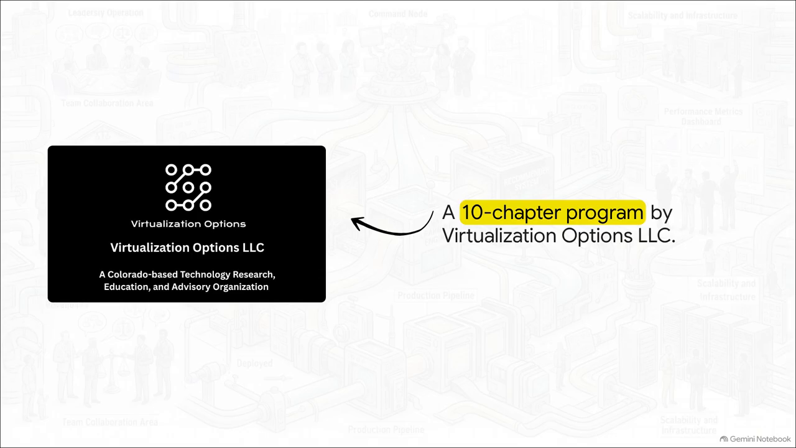The source material we're exploring today comes to us from Virtualization Options LLC, which is a Colorado-based technology research, education, and advisory organization. They've put together this highly comprehensive 10-chapter program that basically acts as a strategic playbook for IT teams. Now, it covers everything from pipeline automation all the way to generative AI governance. But today, we're hyper-focused on Chapter 1. We really need to establish a foundational understanding of what MLOps actually is and exactly how you can start implementing it in your own environment.